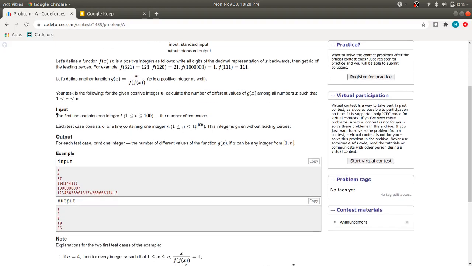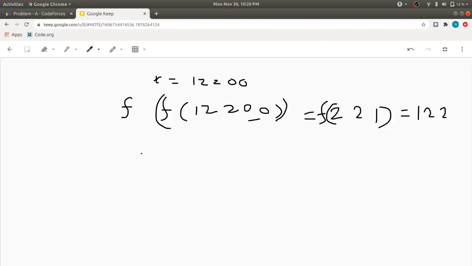This problem says we are given an integer t, which is the number of test cases. For each test case I am going to get some n, and n will range up to 10 raised to the power 100. So definitely we cannot take n as an integer, we can only take n as a string. We will input n as a string, and then compute it. So let us understand how we are going to solve this problem.